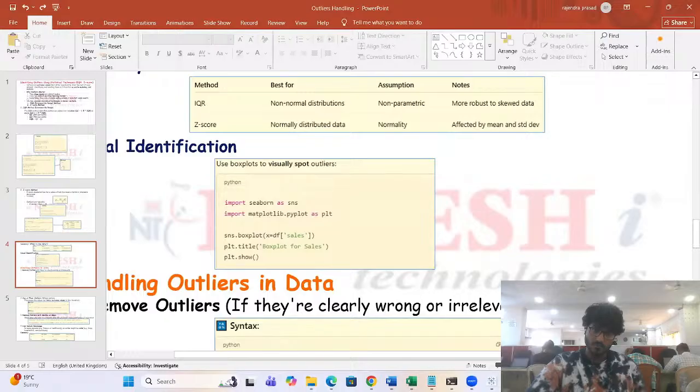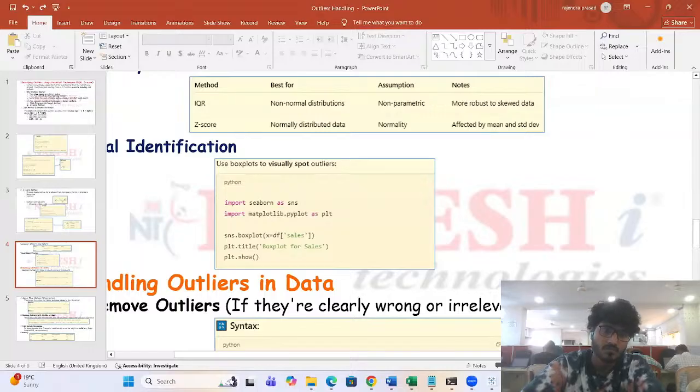Whenever you see the distribution of a numerical column, if the column is normally distributed, if the data in that column is completely normal, in that case, you can use z-score to identify the outliers. In whichever column you want to find the outliers, if that column is normally distributed, then we use z-score. Means there is no variations, everything is looking good. In that case, we use z-score.